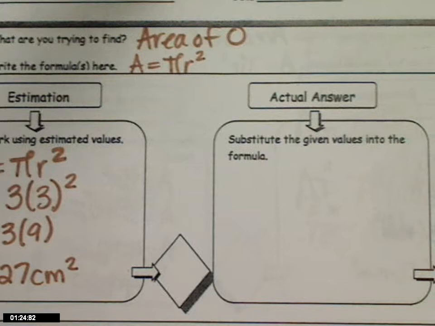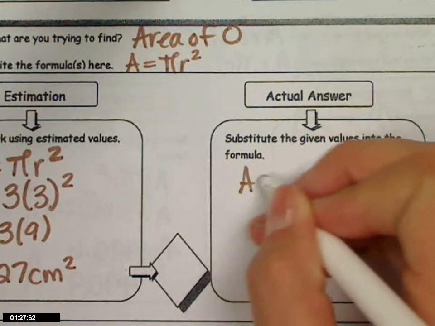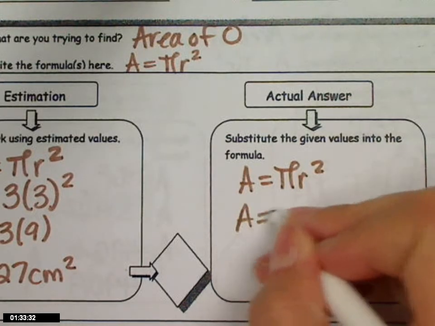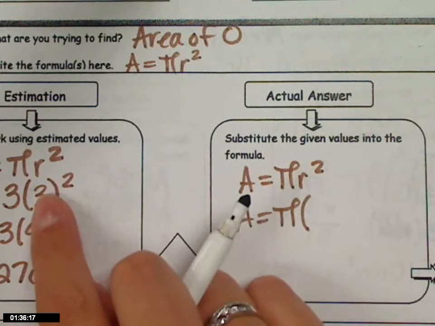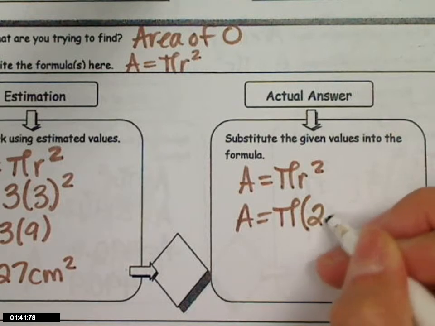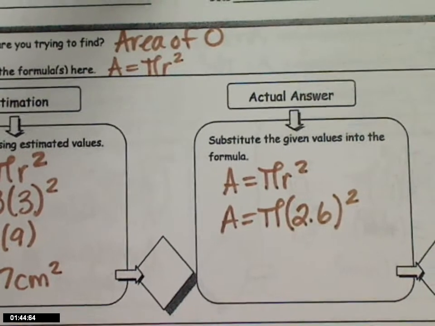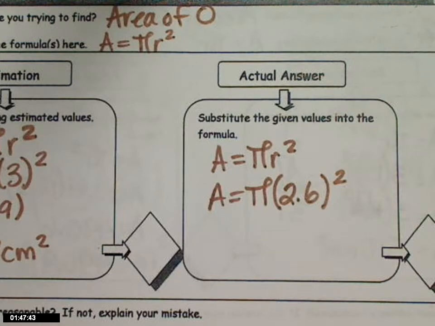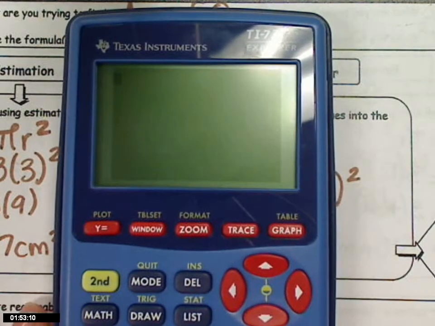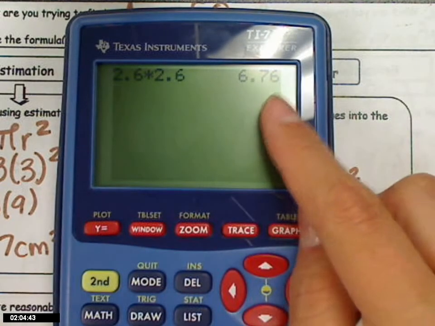For the actual answer, it's not real different, but we still have the same formula, A equals pi r squared. My radius, now don't be confused and use 3. Make sure you go back to the original problem, and the original problem says it's 2.6 or 2 6/10. Okay, on an older calculator, this is what you're going to do. You have to know that the first part of order of operations is to do the exponents. So I'm going to push 2.6 times 2.6, and I got 6 and 76/100ths.